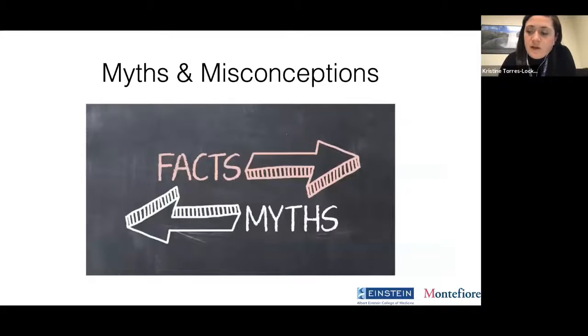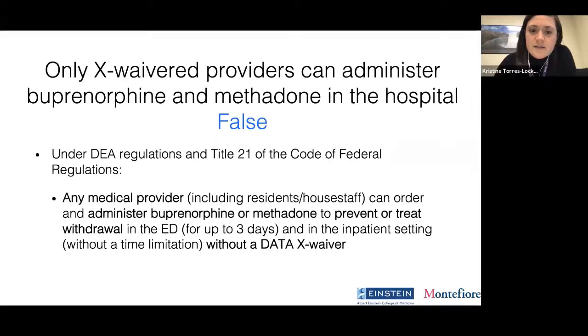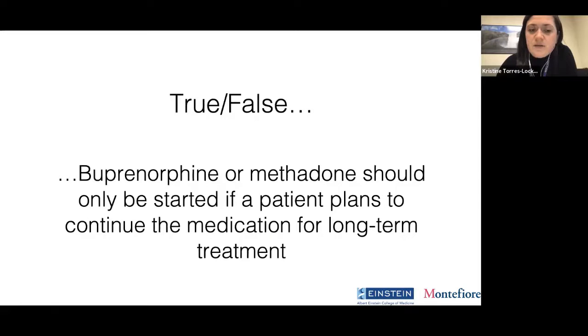Cool. Okay, so I just have a couple of quiz questions we can go through really fast. Only X-waivered providers can start buprenorphine or methadone in the hospital. True or false? False. Great. So under DEA regulations, anyone can start either of these medications in the hospital to treat withdrawal if someone's admitted for another reason. You don't need X waivers to do this, okay? So if anyone gives you pushback for ordering buprenorphine, again, you can refer them to the guideline, which outlines all of the regulations, or let me know too, but it shouldn't be an issue.